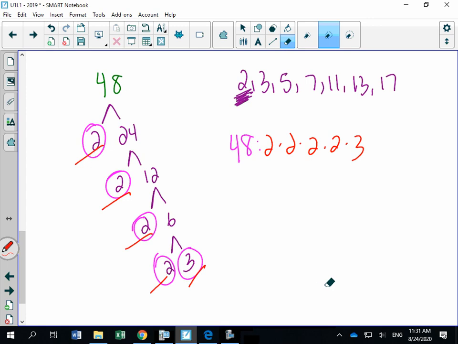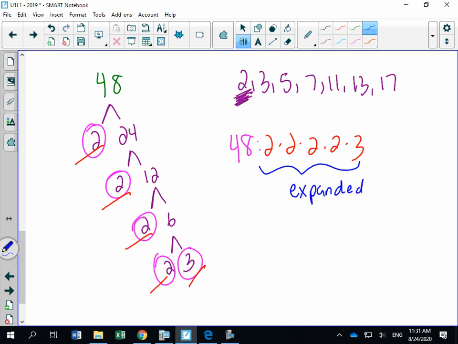Okay, what I want to also show you, how we work this, this is called expanded form.